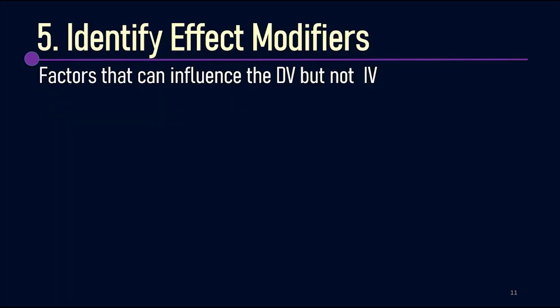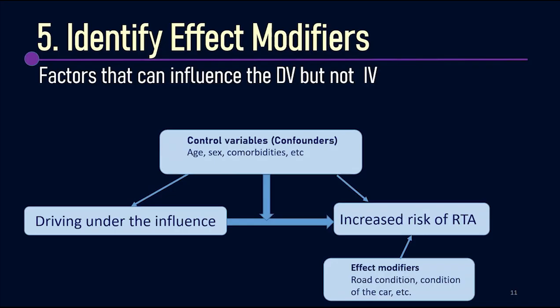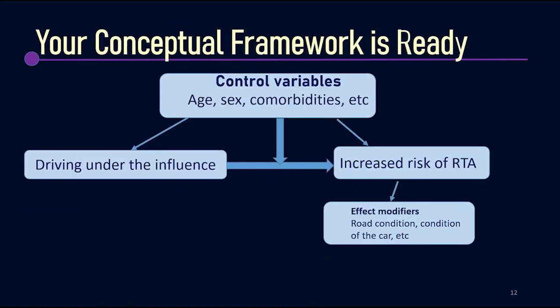Now, the last step is to identify the effect modifier. Effect modifiers are the factors that can influence the dependent variable, but not the independent variable. Note the difference with the confounders. So in the same example, we have reached up to there. Now we have an effect modifier added to the dependent variable. Those could be the road conditions or condition of the car, which can influence your risk of having a road traffic accident. This effect modifier has nothing to do with driving under the influence. So now your conceptual framework is ready with independent variable, dependent variable, control variables, and effect modifier.